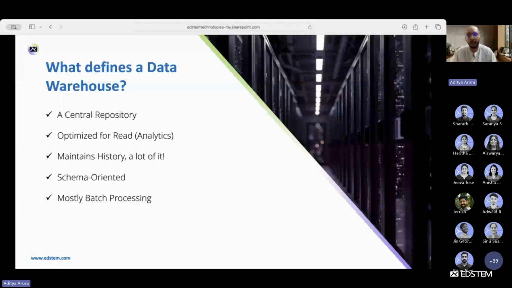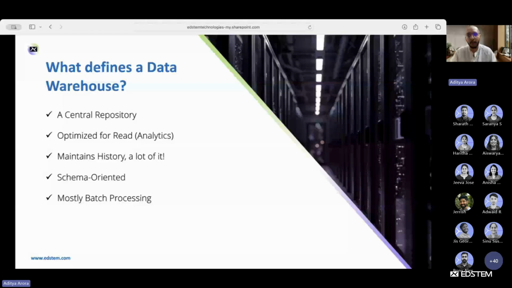Then it is optimized for read. So point number two and point number four are closely related. Why it's optimized for read and why it's schema oriented? Well, data warehouse, let's call it a sibling. It has a sibling called data lake, which is optimized for write, and it's usually not schema oriented, right? So optimized for read means it's very efficient for analytics, right? It's efficient for business users coming in and running bad queries. And it's also efficient for consumption on different kinds of downstream systems.